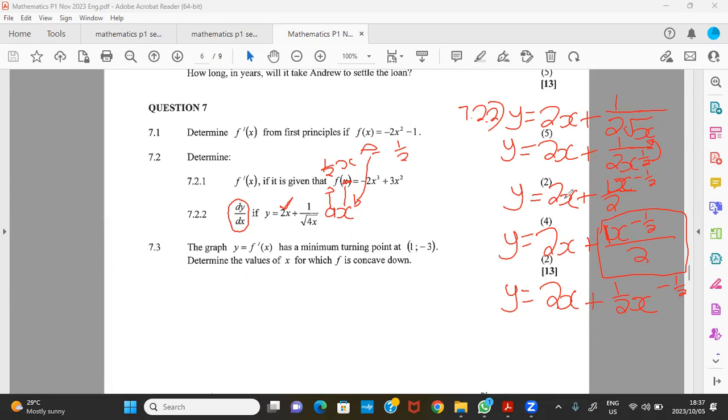I'm not finished. I haven't started deriving. So I'm going to have dy over dx is equal to 2 minus 1 over 4 x to the power of minus 3 over 2. Are we all on the same page with this one? Are we all okay now?